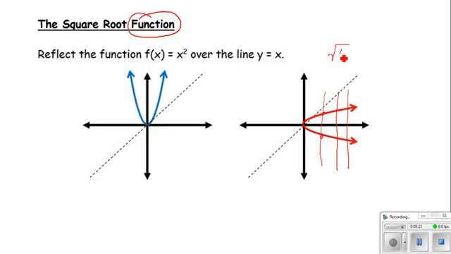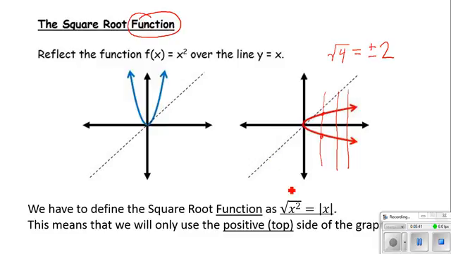That's because if I take a square root of a number, remember, it could be positive or negative. The square root of 4 could be positive 2 or it could be negative 2. And that's two outputs for one input, and that makes it not a function. So what we have to do is define the square root function as being the absolute value of x. Now, that's really a fancy way of just saying we're always going to take the positive square root.